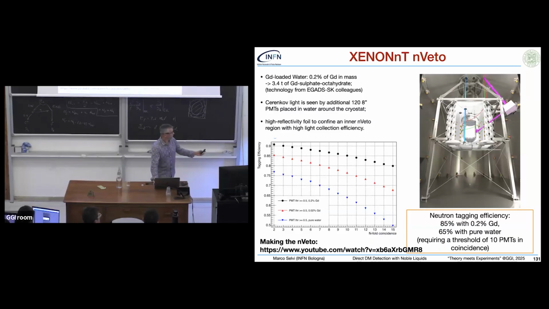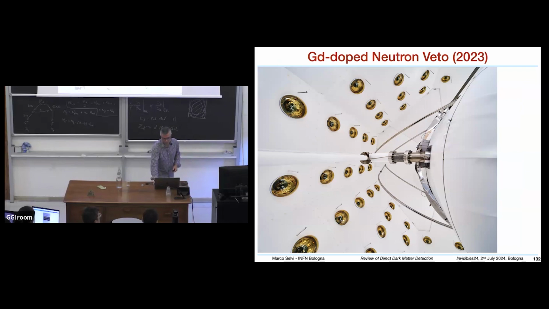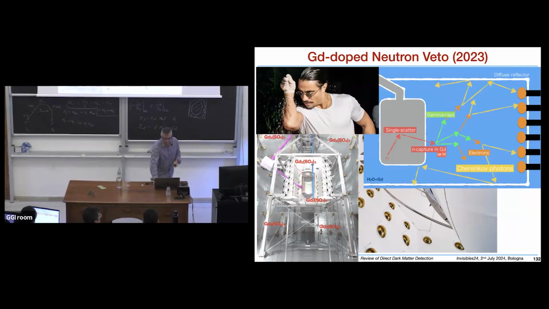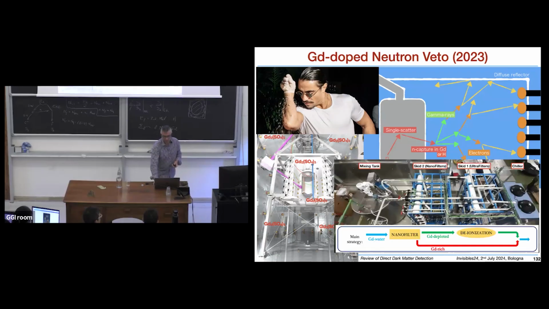I also added some links to the making of the TPC and the veto, if you want to have fun. This is a picture of the detector, where the white panels are made of expanded PTFE, which again is a very good reflector for the Cherenkov light, which is UV and blue light. We doped it with gadolinium, putting salt inside. It's gadolinium sulfate octahydrate.